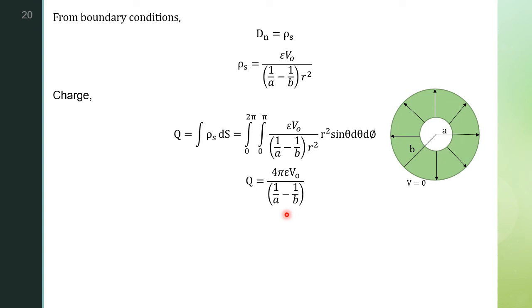Now, the capacitance C is given by Q by V. Hence, we get it as 4 pi epsilon by (1 by a minus 1 by b). That is the value of the capacitance between two spherical conductors.